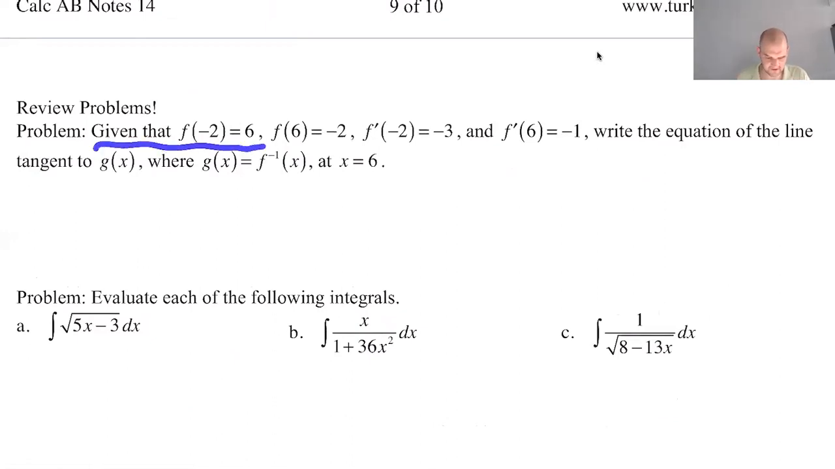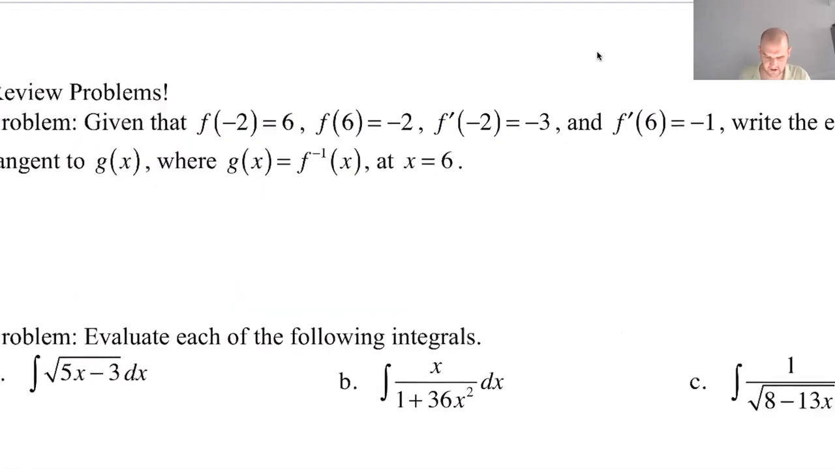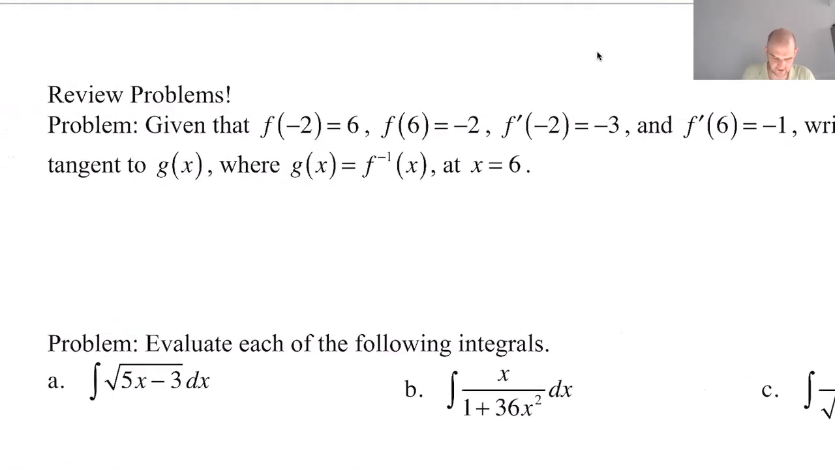So we are given f of negative 2 is 6, f of 6 is negative 2, f prime of negative 2 is negative 3, f prime of 6 is negative 1. Find the equation of the line tangent to g of x, where g of x is the inverse of f, at x equals 6. So what point is on the inverse? x equals 6 is for the inverse. So on g of x, we have 6 comma.